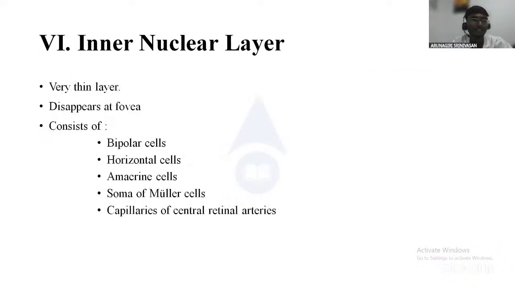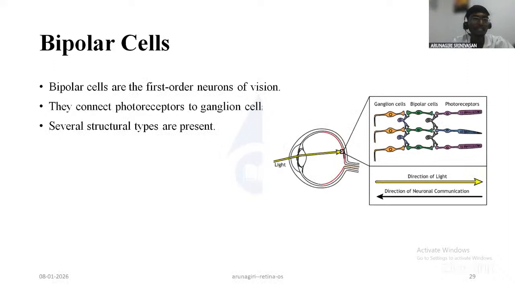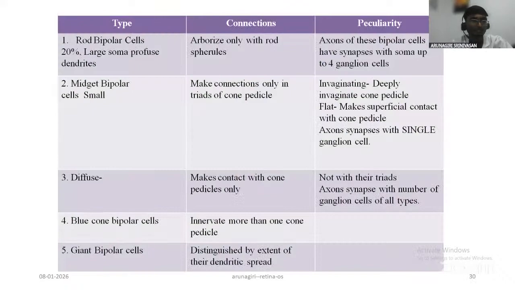Inner nuclear layer. It's a very thin layer and disappears at the fovea. It consists of bipolar cells, horizontal cells, amacrine cells, soma of Muller cells, and capillaries of the central retinal artery. Bipolar cells are the first order neurons of vision. They connect photoreceptors to ganglion cells. Several structural types are present. This explains the types, connections, and features of bipolar cells.